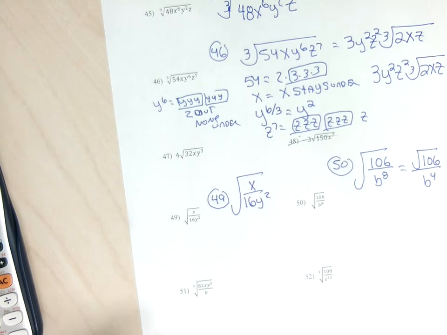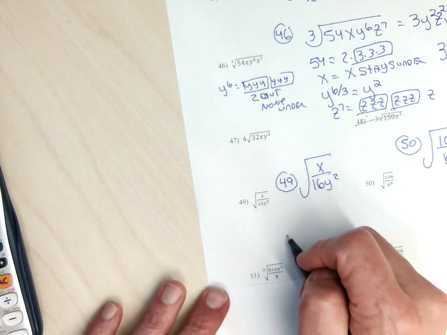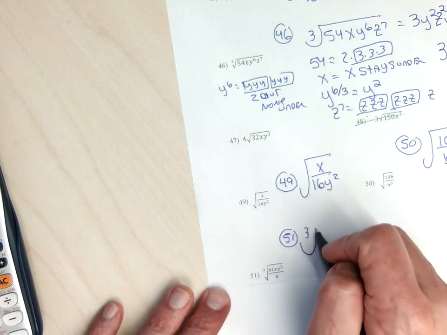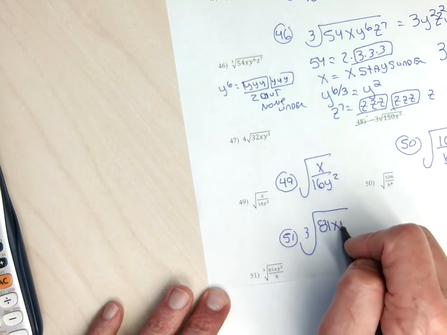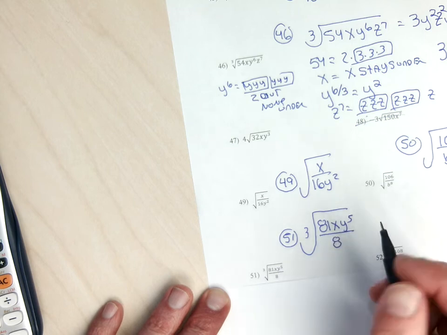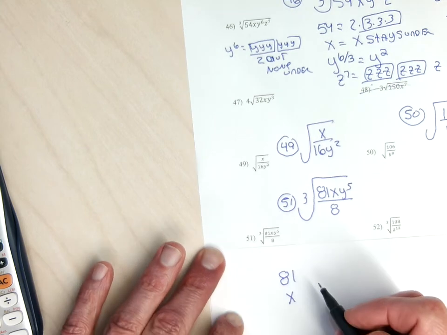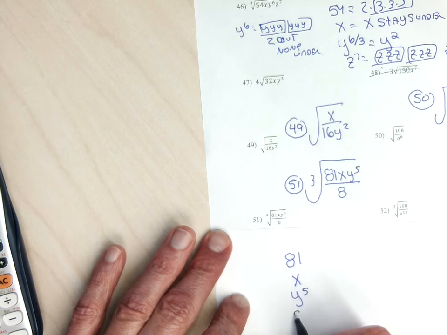2 problems left. Let's do 51 together, and I'll skip 52. 51 wants me to do the cube root of 81 x y to the 5th over 8. Let me work with each number, the 81 and the 8, the x and the y to the 5th, all kind of separately off to the side to figure out what's going on.